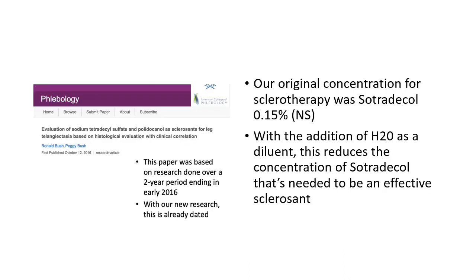Our original concentration that we recommended for sclerotherapy was Sotradecol 0.15% with normal saline. Now, with the addition of water as a diluent, this reduces the concentration of Sotradecol that's needed to be an effective sclerosant.